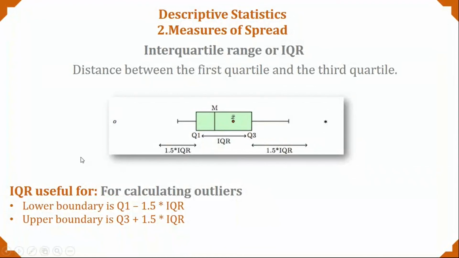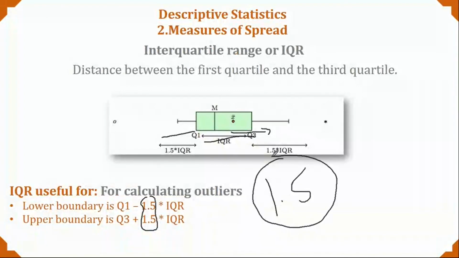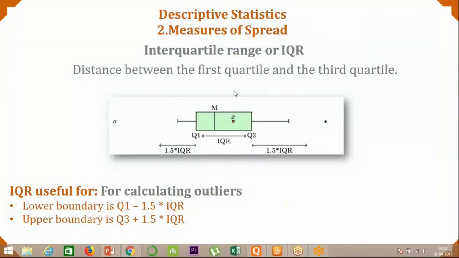These were very important things. Let me give you some homework. How did I get this equation? Why 1.5? Take this as homework. Q3 before and after and IQR, that's okay. Why 1.5? Let's have a discussion over this one.